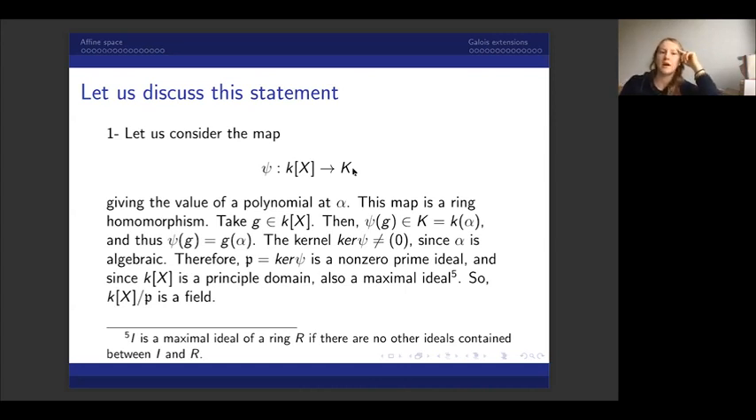Okay, so now let's discuss it with an example, kind of example. Take your favorite polynomial g, which lives in this polynomial ring. And now we use the map psi. Psi of g lives in capital K, but by definition, capital K is just small k of alpha. But what does that mean? It just means that psi of g is equal to something which looks like g of alpha.